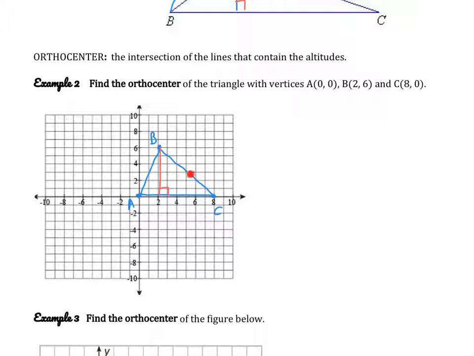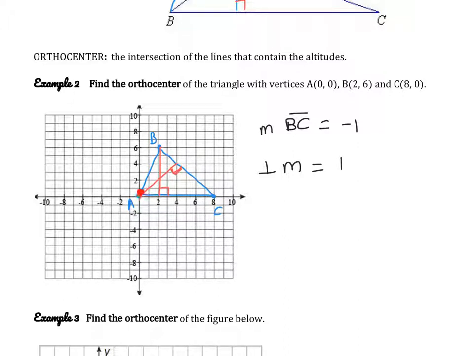Now let's do the altitude from A. So we want it to be perpendicular to line BC. So if we want a line that's perpendicular to BC, first we need to find the slope of BC. So we can count the rise over run. I can see that I'm going down 1 over 1, down 1 over 1. So the slope of BC is -1. That means that the perpendicular slope would be +1, which is the opposite reciprocal. So from here, I just need to draw a line that has a slope of 1, and it looks like this.